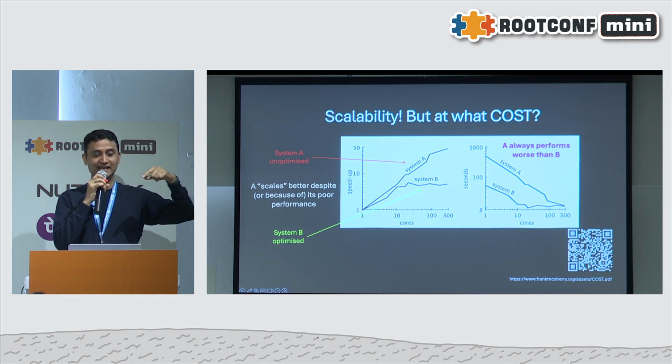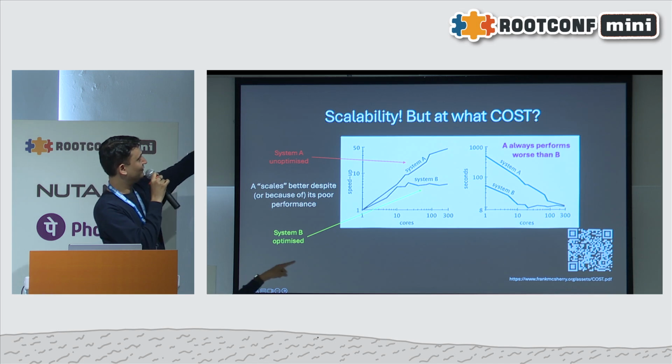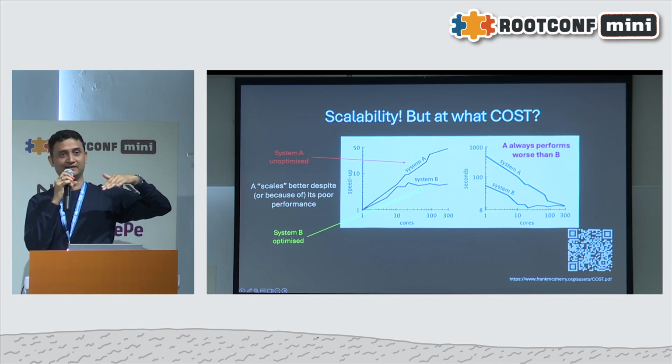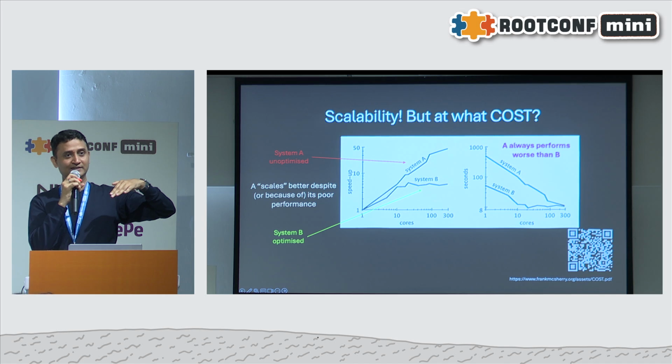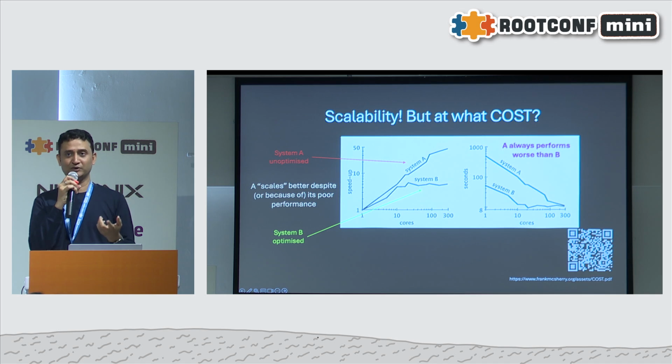The point is, A is scaling because of its poorer choices. B, which is an optimized version, doesn't scale. If you see, B actually flattens out in the first graph. B doesn't scale. A is giving you the impression of scaling, when in fact A is actually a poorer performing system.